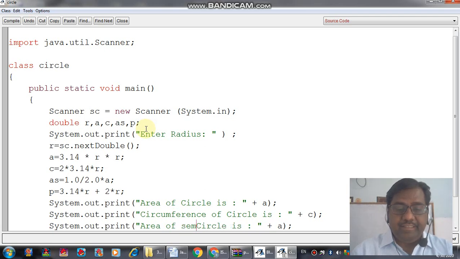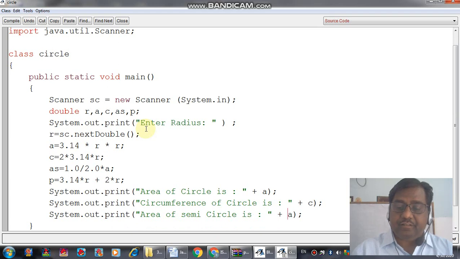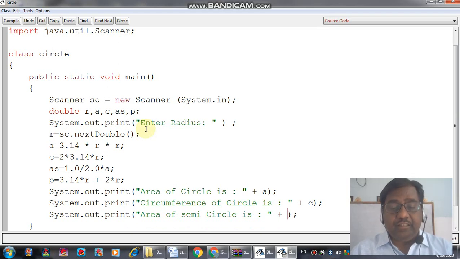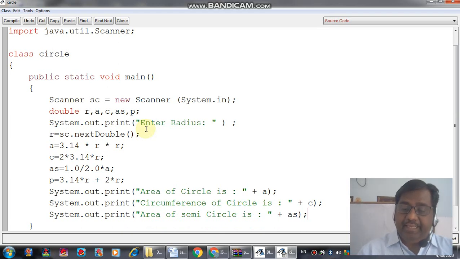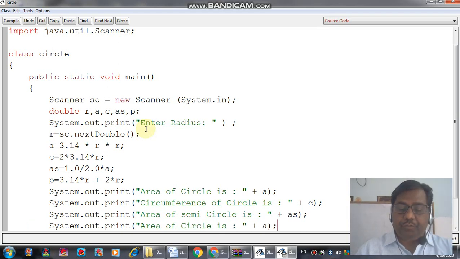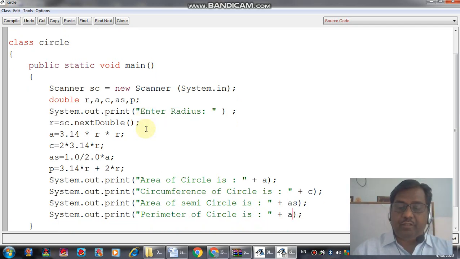Area of semicircle is what? Area of semicircle is what? AS. In which variable have you calculated it? AS. And the last statement you are supposed to print is the perimeter of a circle. That means you will show perimeter of a circle is, in which variable have you calculated it? P. The answer is here.